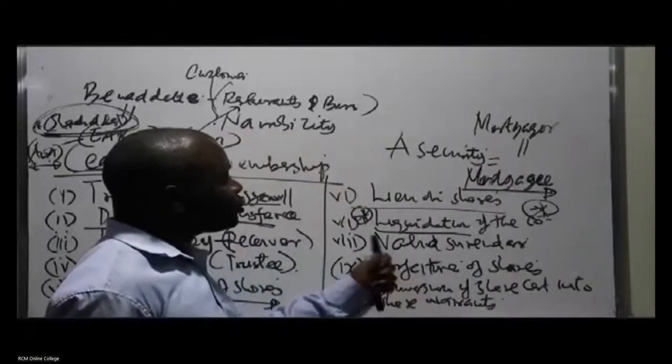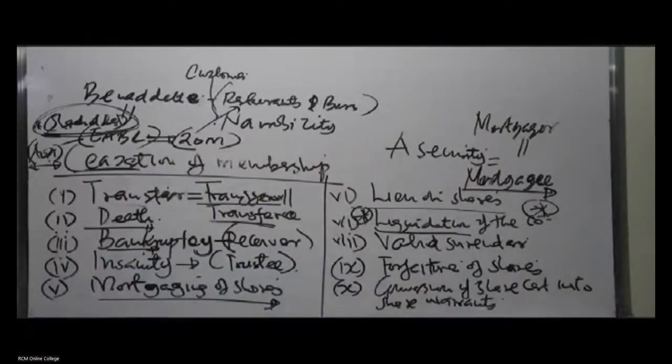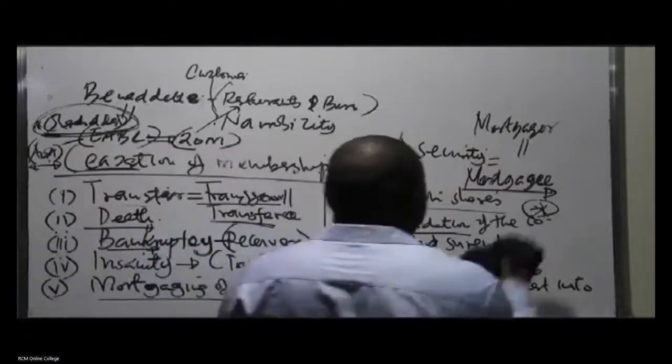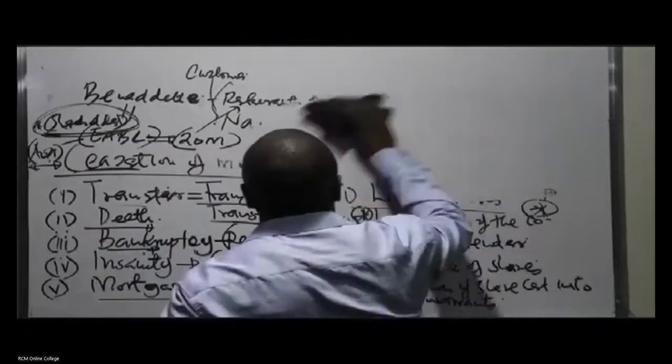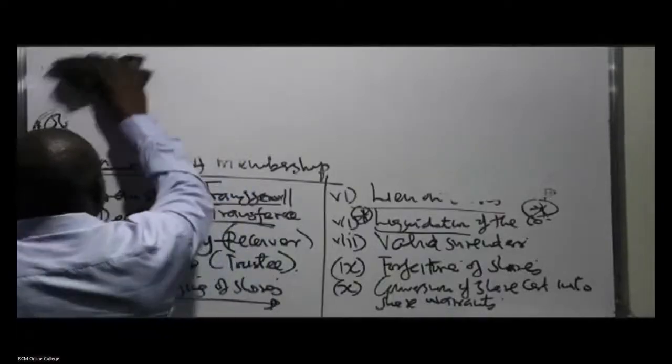Forfeiture of shares. Forfeiture of shares is the cancellation of shares of a shareholder who hasn't paid calls on shares.